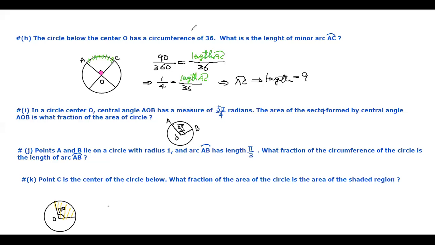I want to find the area, that means this little sector, and what fraction it is of the whole area, right? So it's always these relations. This one here is 5 pi over 4. Because this angle is measured in radians, what do we put on the bottom here? It's 2 pi, correct? Now we want to find the area of the sector to the whole area.